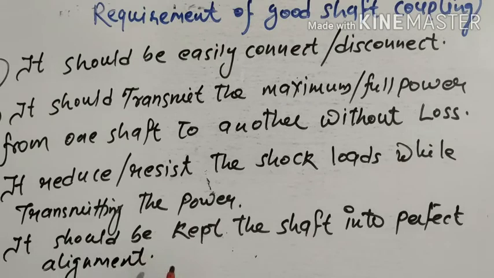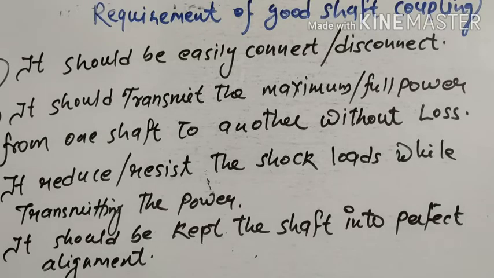This is a much needed requirement, because in certain applications, if loosening or disconnection of the shaft occurs, there is a chance of failure and a loss of power, and it cannot fulfill the requirement of transmitting power from one shaft to another. So it is dangerous for us. It is a must-have parameter of a coupling that it should keep the shaft in perfect alignment.